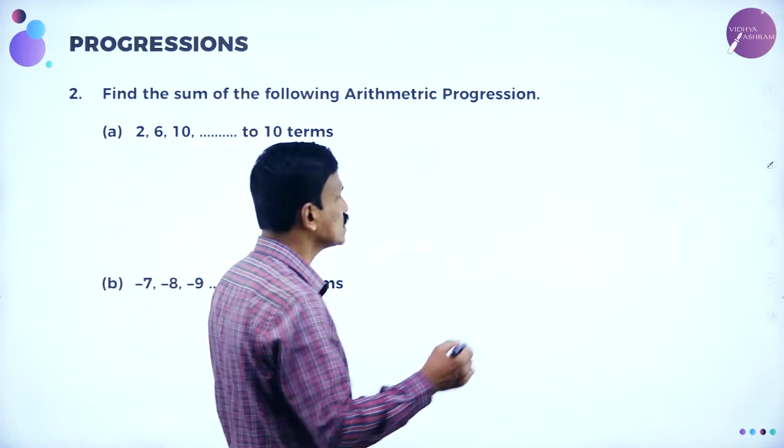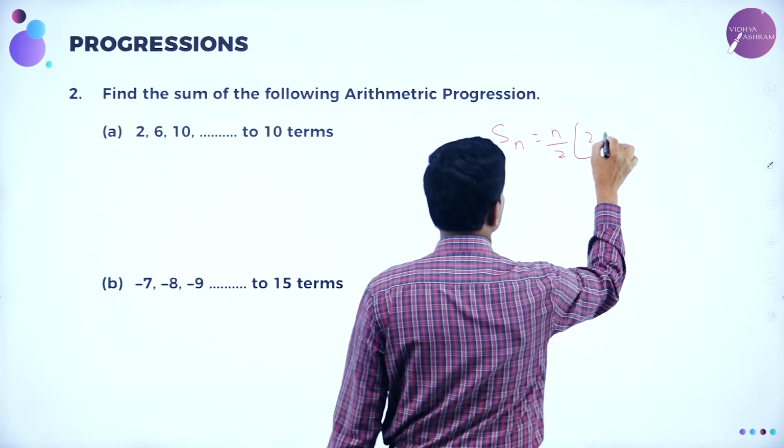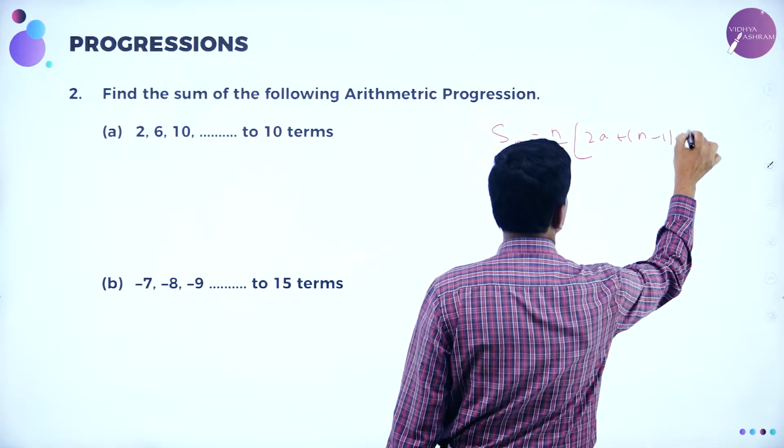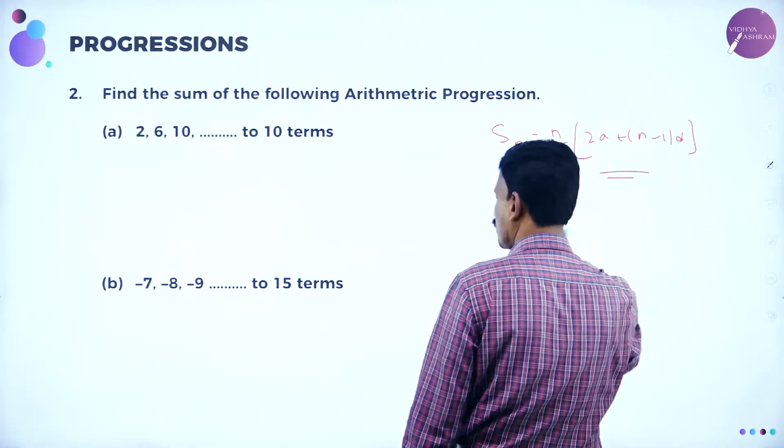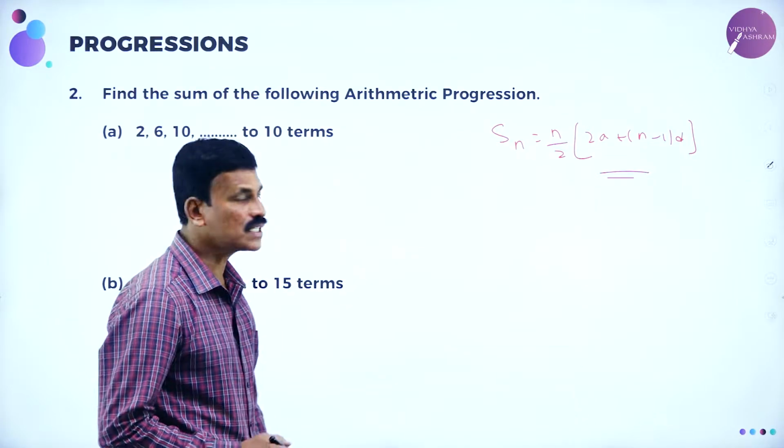So as I told, the sum of n terms is given by Sn = n/2 × (2a + (n − 1) × d). This is the formula we are going to use to find the sum of n terms of an arithmetic progression. Now, let us come to the first problem.